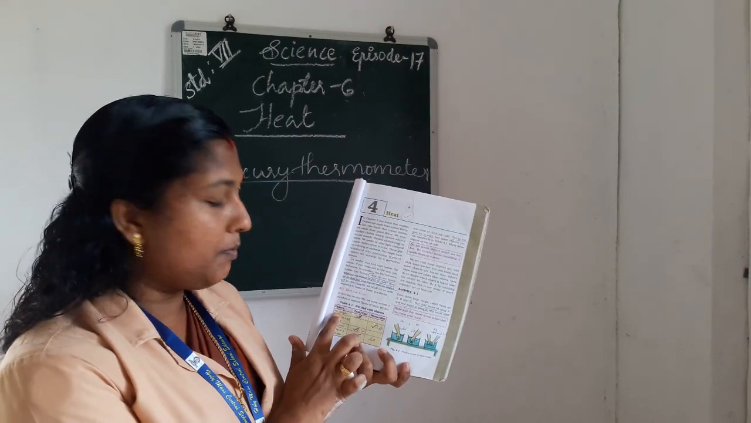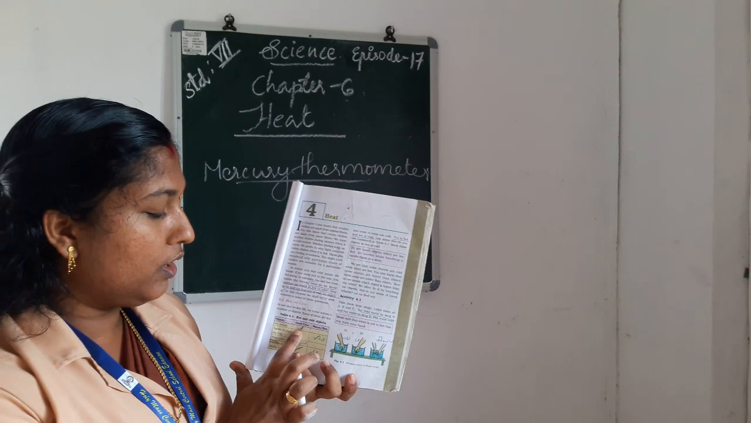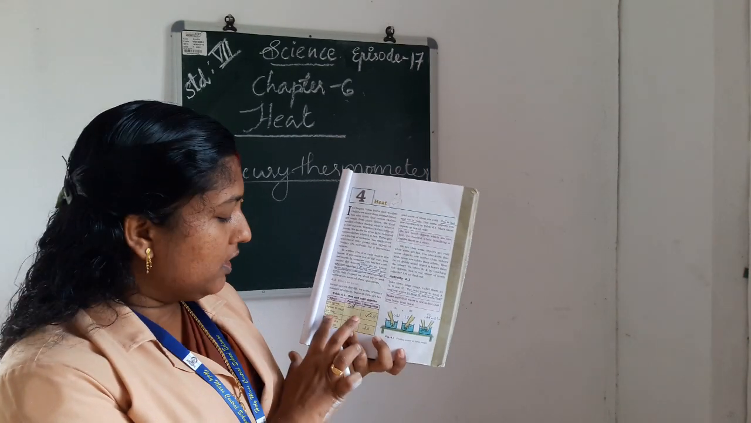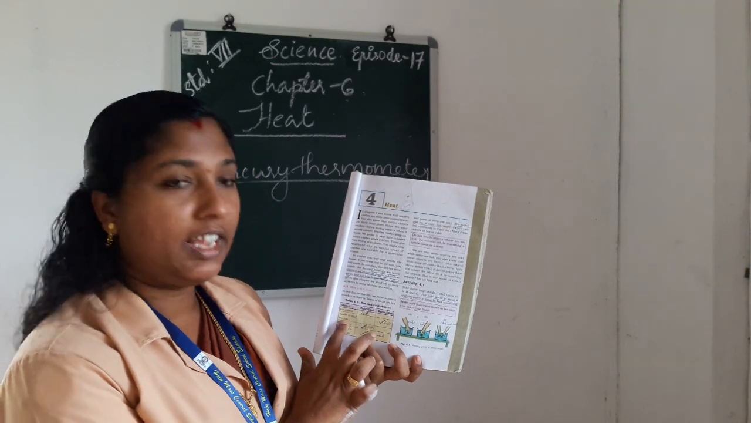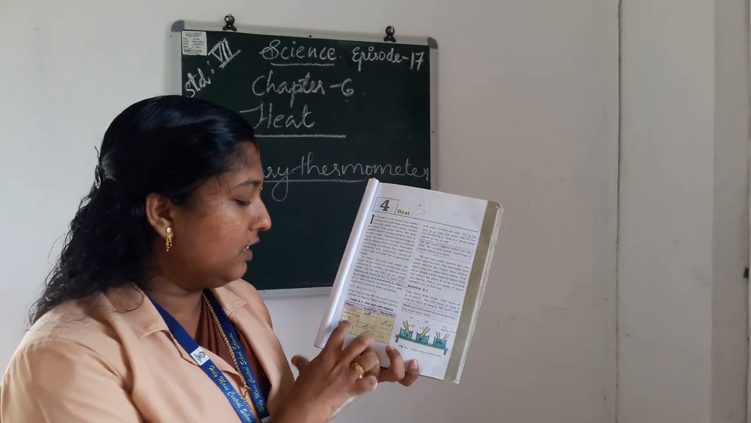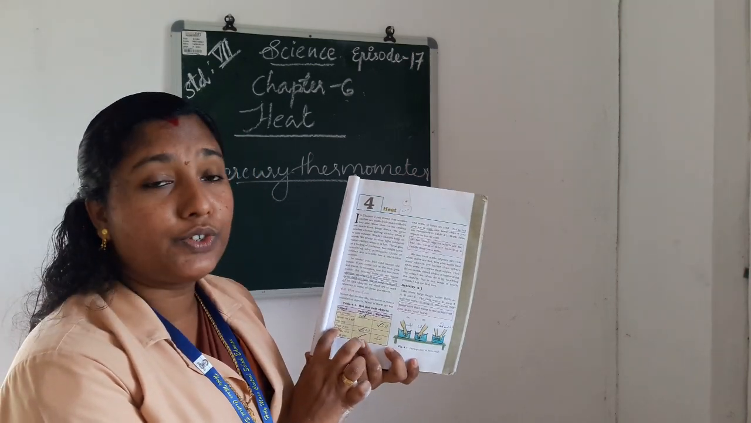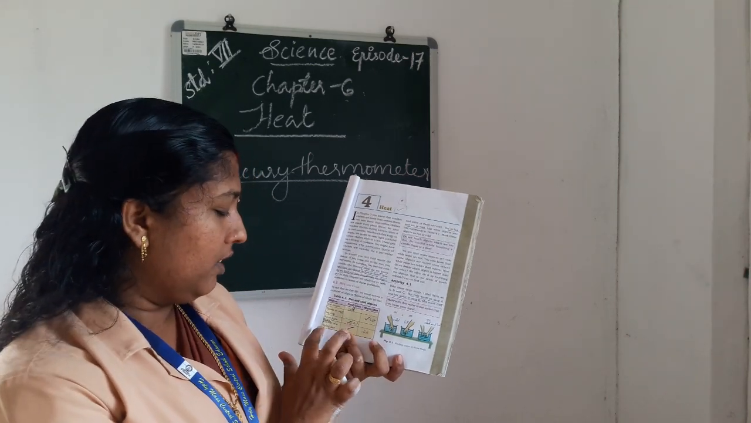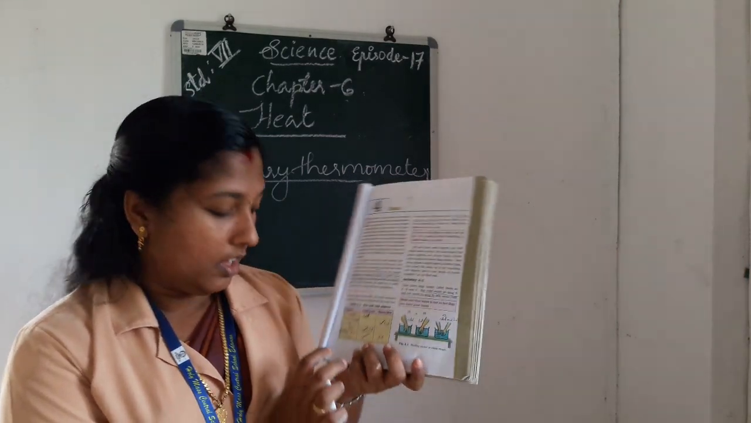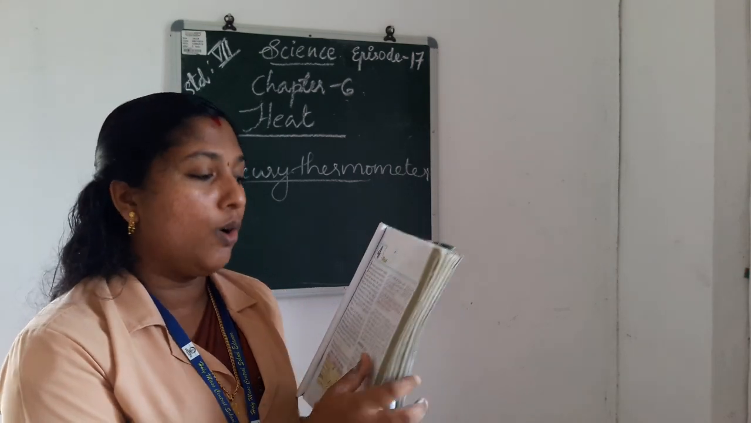First one, ice cream. Is ice cream cold or hot? It is cold. Next, a spoon in a teacup. That spoon gets heated, so the spoon is hot. Then fruit juice. Fruit juice is cold. Then the handle of a frying pan. The handle of a frying pan is hot.